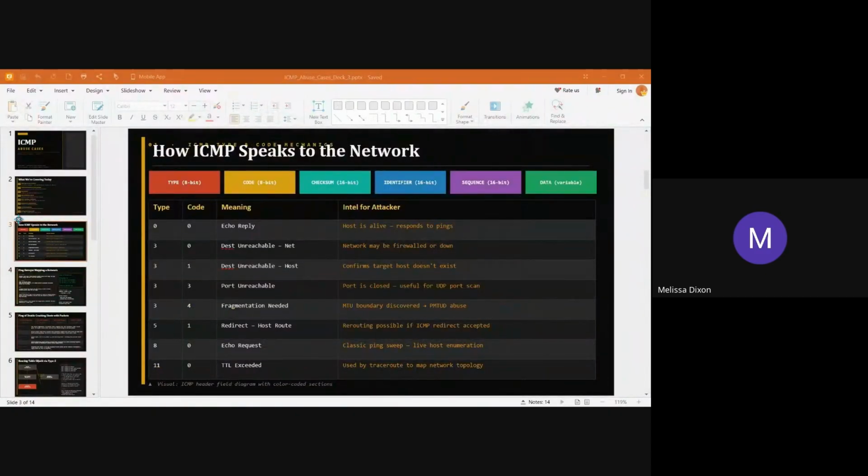Okay. So type 8 and type 0 are the ping pair, which are fundamental to recon and tunneling. And then type 3, the destination unreachable message, basically. There are 16 different codes, and each leaks different network intelligence. Type 5 is the redirect, designed for routers, abused for man-in-the-middle attacks. And then type 11 is the TTL expired. Traceroute uses this to map hop-by-hop topology, basically.